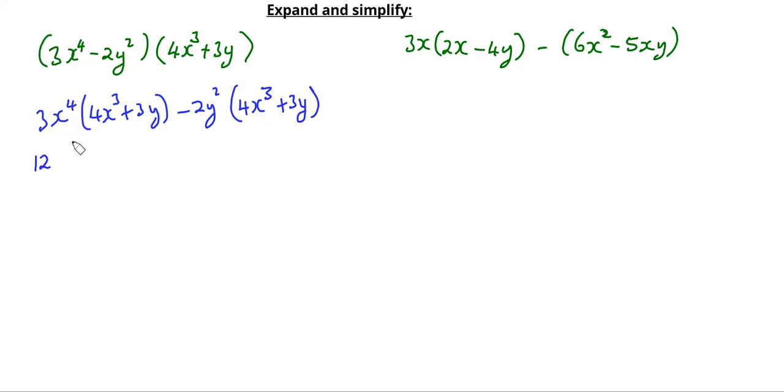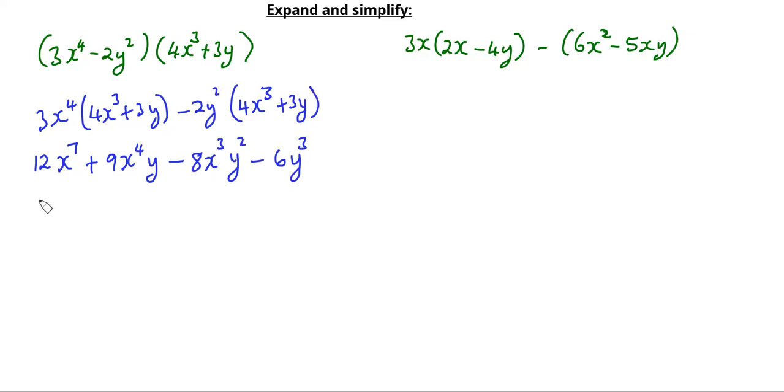Then here 3x to the power 4 times 4x cubed, so 3 times 4 is going to give us 12. x to the power 4 times x cubed is going to be 4 plus 3, which is going to give us 7. Okay, then 3x to the power 4 times 3y is going to give us 9x to the power 4 y. Okay, then here is going to be minus, because there is no minus there. It's going to be minus 8x to the power 3, y to the power 2, because we're bringing it down like that, because here the variables are not the same. So it's going to be minus also here negative 2y squared times 3y. This is going to give us negative 6, but y and y, so it's going to be y to the power of 3. We're going to add 2 plus 1.